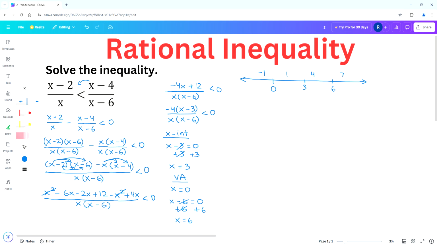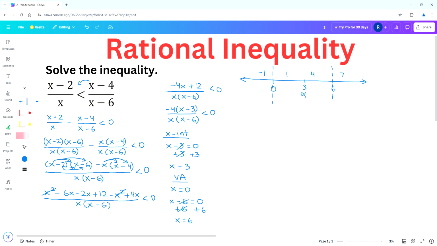There is a vertical asymptote at 0 and 6, so we do not need to do any test for 0 and 6, because the rational function will be undefined at these two values. Also, we have to find where the rational function is less than 0, so we do not have to do the test for x equals 3, because at x equals 3, the rational function becomes equal to 0.